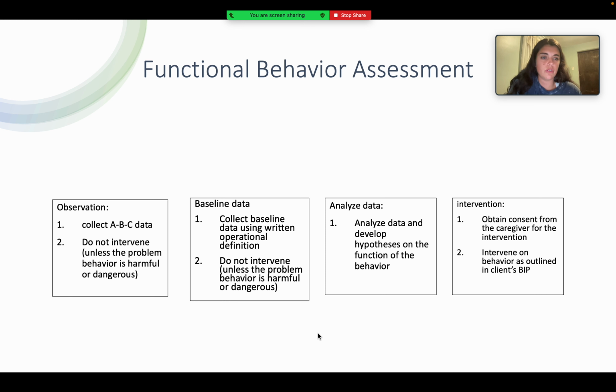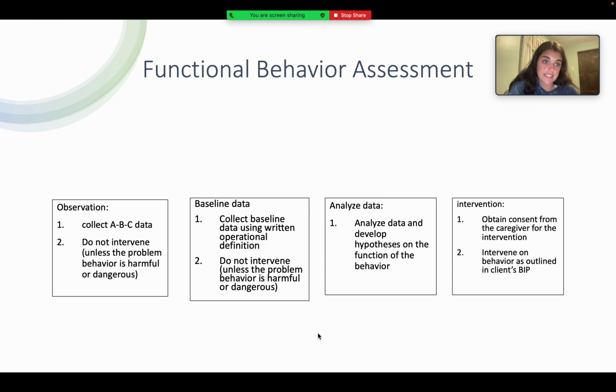So I'm going to just go through how we do FBAs at my clinic. Number one, we observe. We collect ABC data on all of the behaviors we're seeing, and during this we don't intervene unless the problem behavior is, of course, harming them, myself, or others. Then I'm going to collect baseline data using the written operational definitions that we collected from the ABC data. Again, I'm not going to intervene unless it's a harmful behavior to me, the individual, or others.